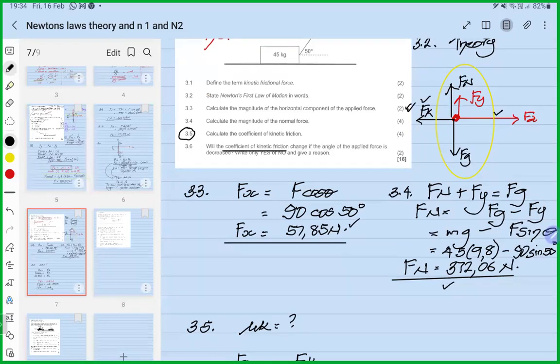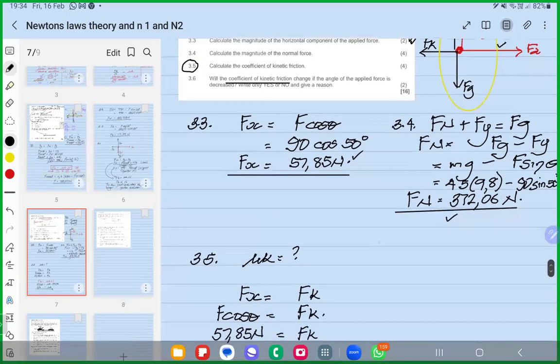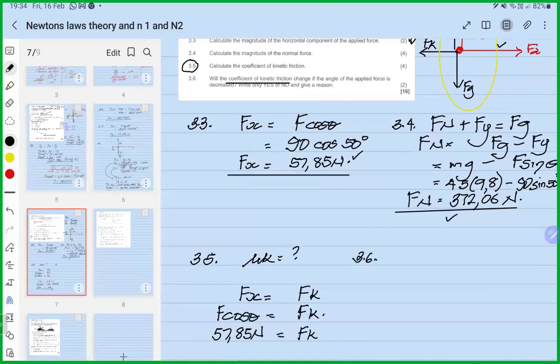What's the only factor that will change the coefficient of kinetic friction? So that's the surface. Very good. It's the type of surface you've got rubbing over each other. I didn't tell you that they changed the surfaces here. So the coefficient will remain the same. So 3.6: Will the coefficient change? No. And the reason? The surfaces are the same.